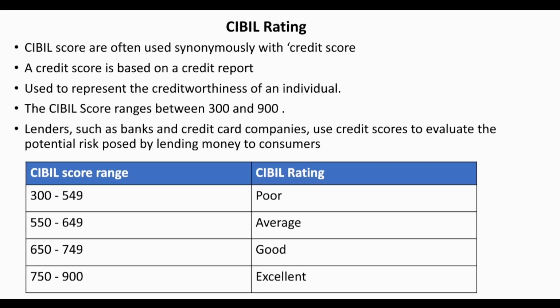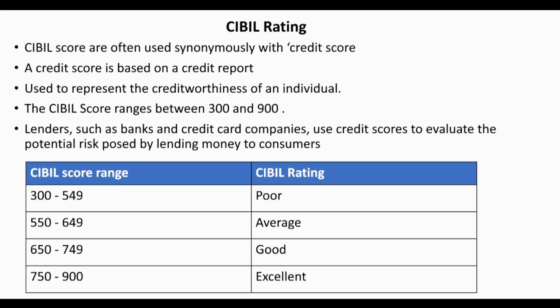So in our case, from 300 to 549. If any loan applicant has a CIBIL score between 300 and 549, we will label that customer as having a poor CIBIL rating. If it's between 550 and 649, we will label the customer as having an average CIBIL rating. Between 650 and 749, and between 750 and 900, we will label the customers as having good and excellent CIBIL ratings, respectively.